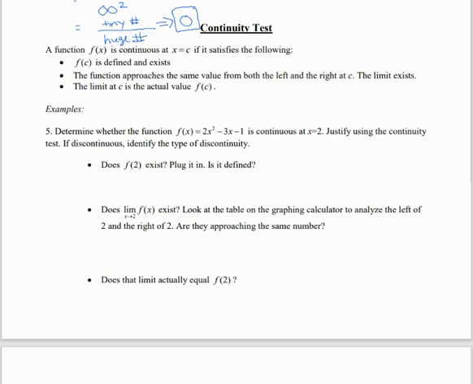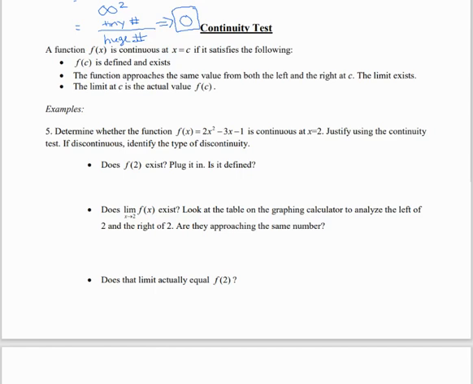The next thing we have is our continuity test. Our continuity test is just to see if we're continuous at that point. First off, if I'm continuous, it means that we have to actually be defined there. If it's undefined and I get an error message, that means there's some gap, some hole, some break in the graph, so I wouldn't be continuous. So that's the first part.